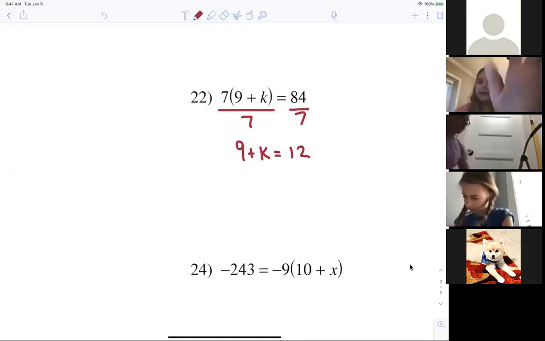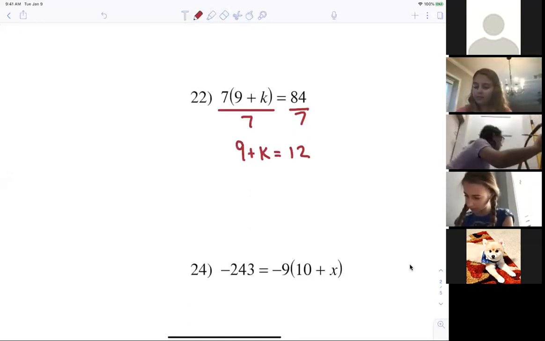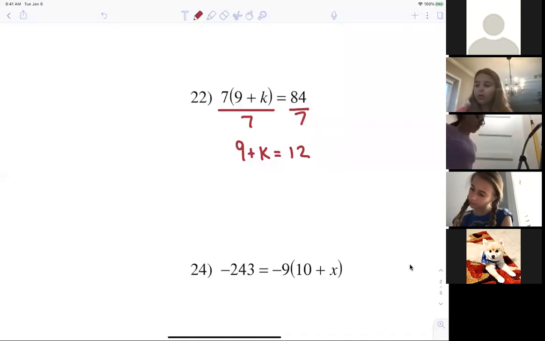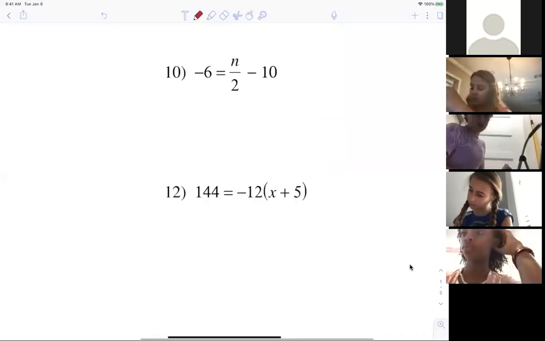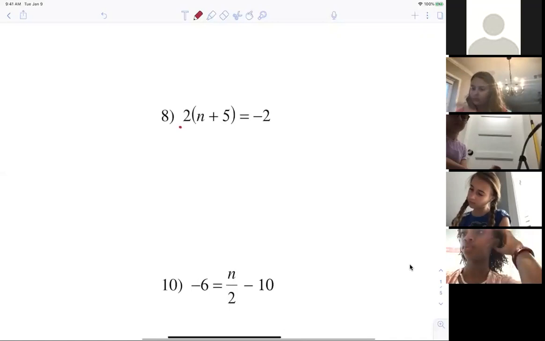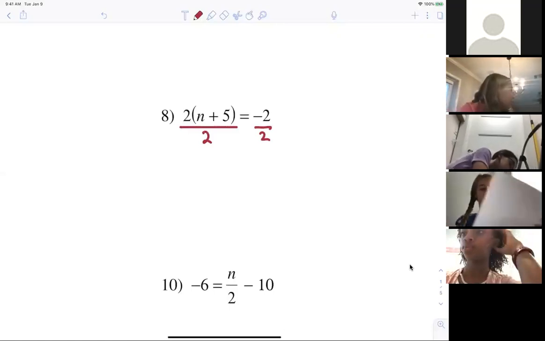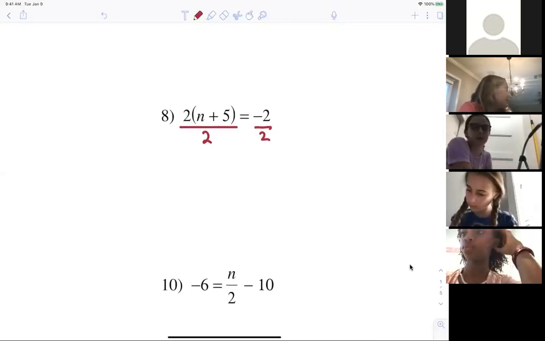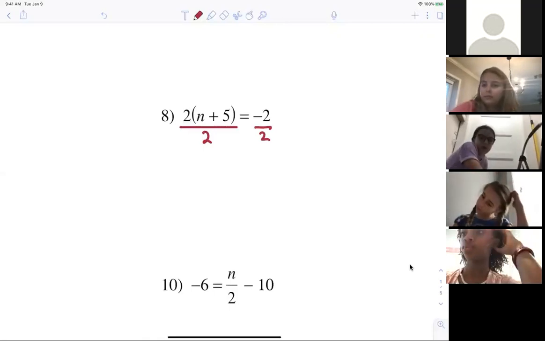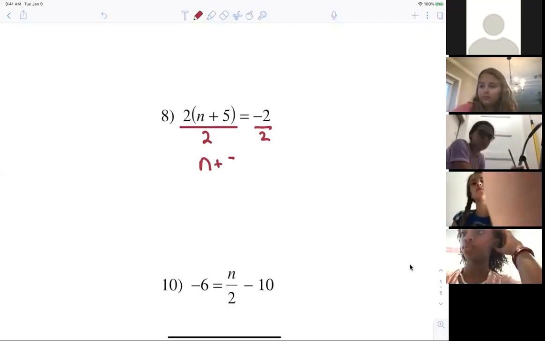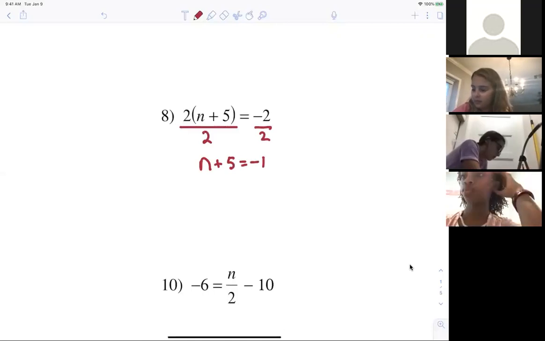Abigail, how about you? You good? Can you help me on number 8? I'm getting confused with parentheses. We're just working backwards. So you would have to minus 2? Divide by 2 first, kiddo, because you're undoing the multiplication first. Oh, I thought it was multiplication. You with me? Yes. So then that would just be n plus 5 equals negative 1. All right, Chloe, how are you doing?